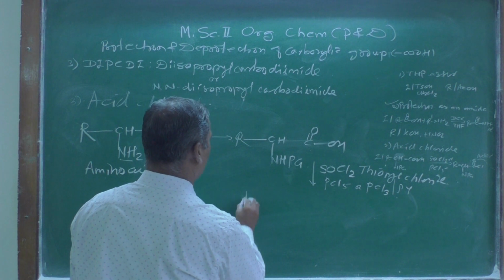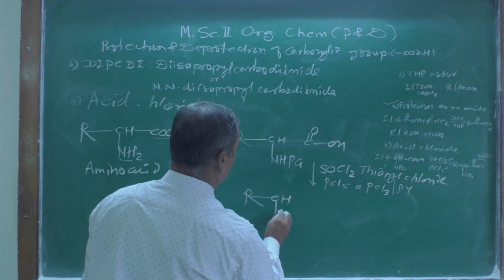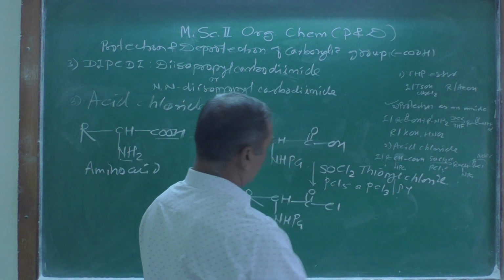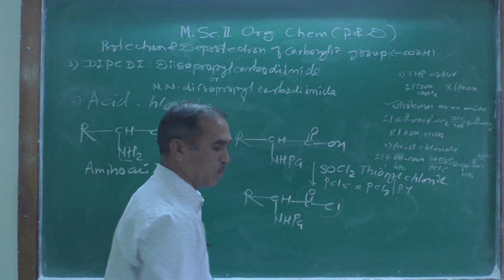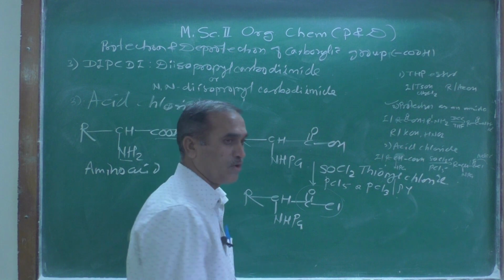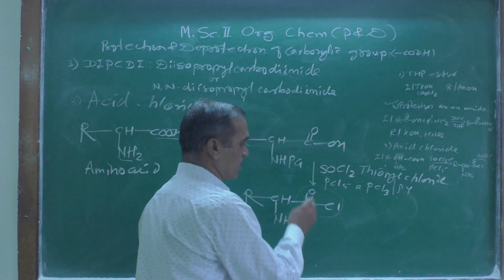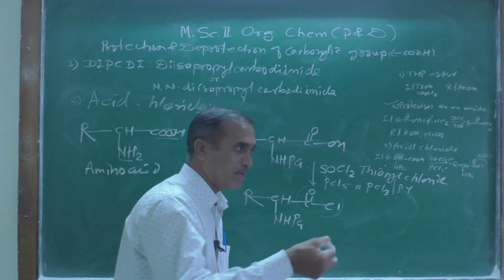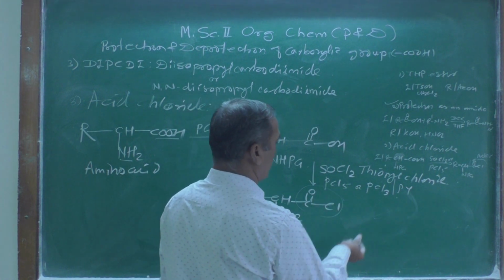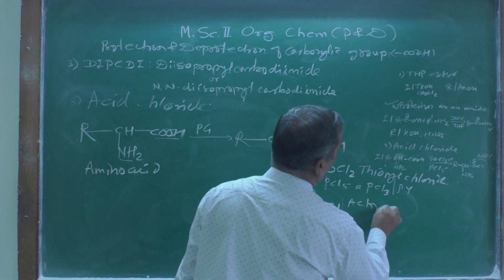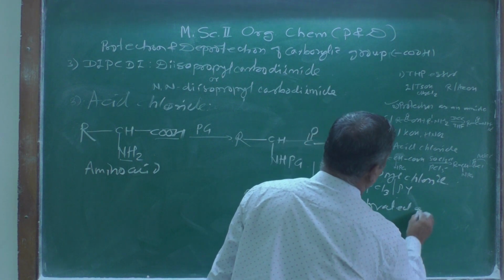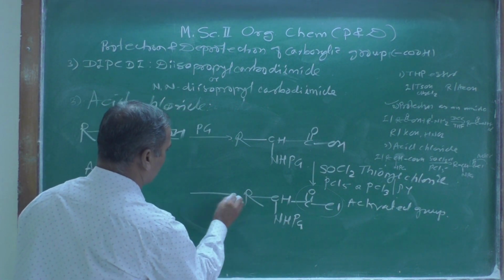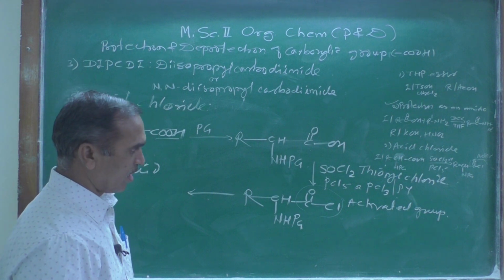And now what is going to happen here? We get R, CH, then NH, PG, then C double bond O, Cl. Now look at this group. This is an acid chloride, and it is a very reactive group, because that carbon becomes more electron deficient in nature, and therefore nucleophilic attack occurs here very preferentially. This is an activated group.